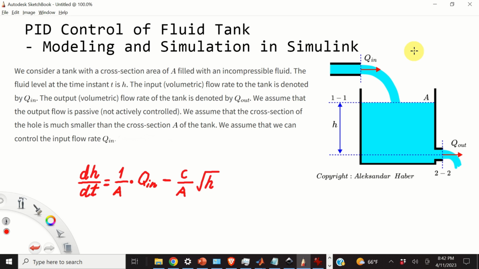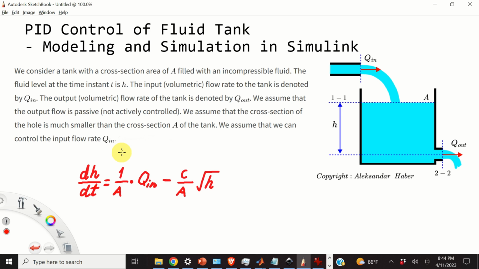Hello everyone! In this control engineering and process control tutorial, we explain how to model and implement a PID controller for controlling a fluid level inside of a tank or reservoir, and we explain how to simulate the PID controller and the complete closed-loop system in Simulink and MATLAB.